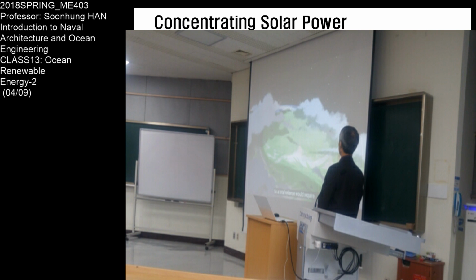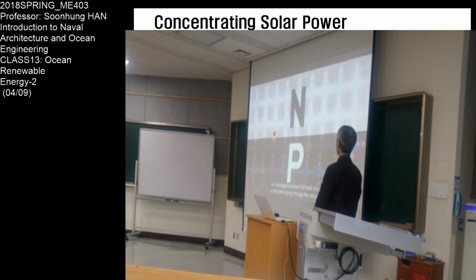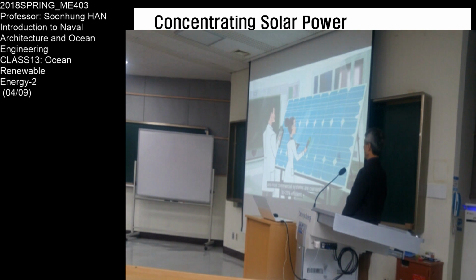So a total reliance would require efficient ways to get electricity from sunny spots to cloudy ones, and effective storage of energy. The efficiency of the cell itself is a challenge too. If sunlight is reflected instead of absorbed, or if dislodged electrons fall back into a hole before going through the circuit, that photon's energy is lost. The most efficient solar cell yet still only converts 46% of the available sunlight to electricity, and most commercial systems are currently 15 to 20% efficient.